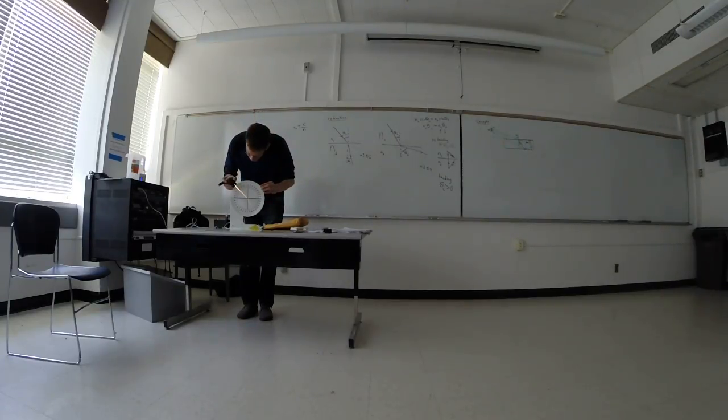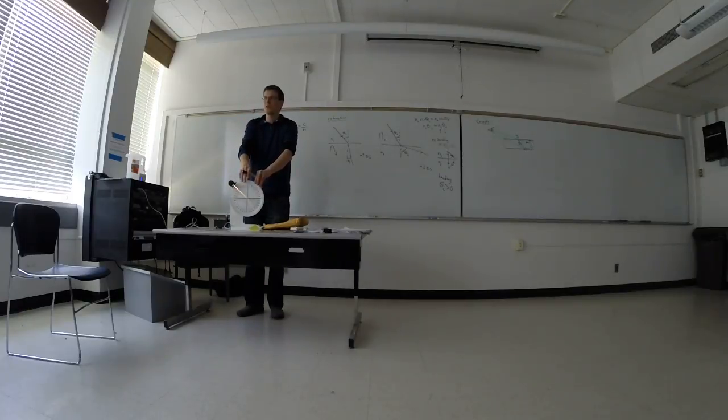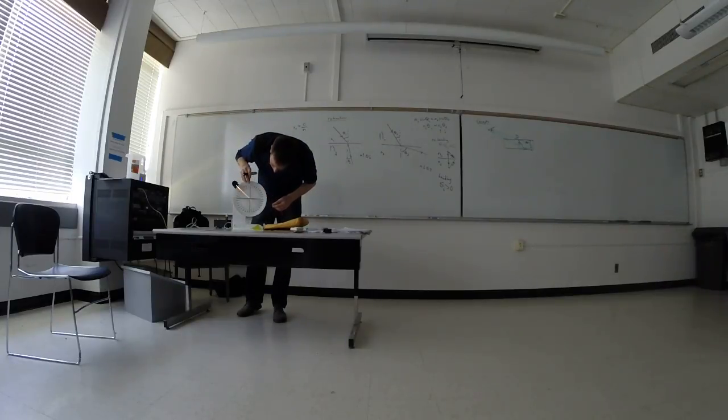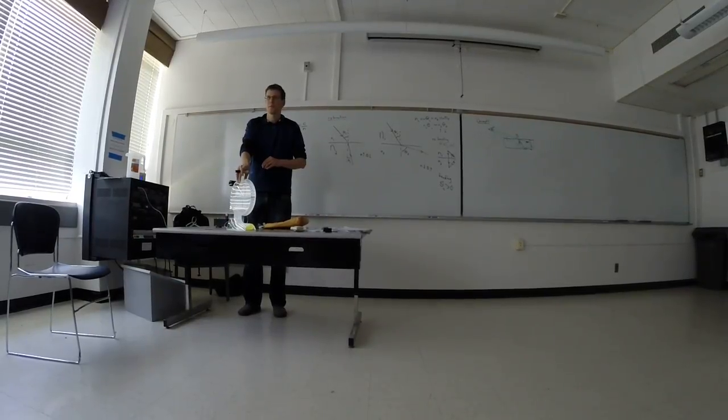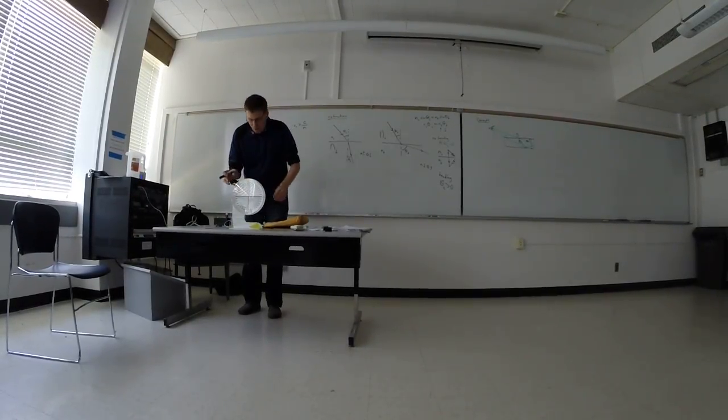So let me try a different angle. Let me crank this up to 50 degrees. So the incident angle is 50 degrees, and the outgoing angle looks like 35 or so. So it is bending toward the normal, right? And I can go all the way up to, say, 70 degrees.